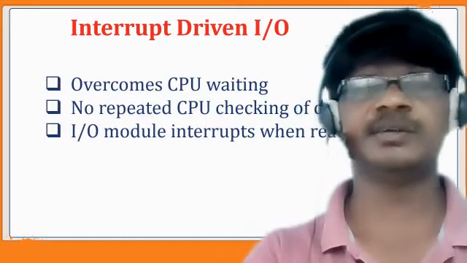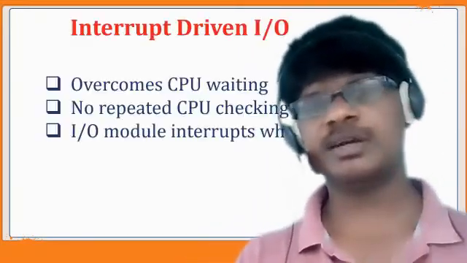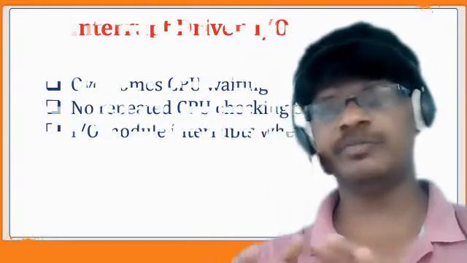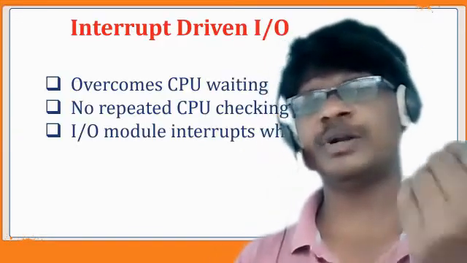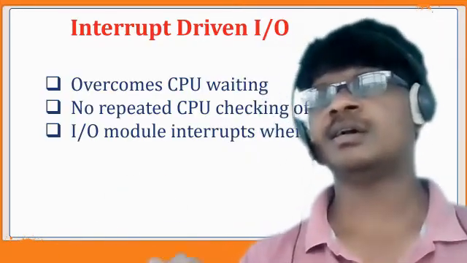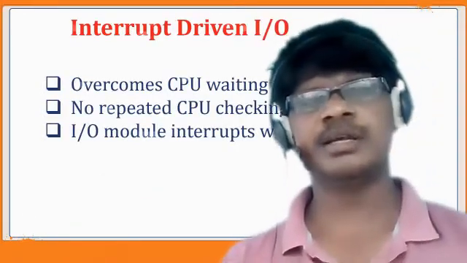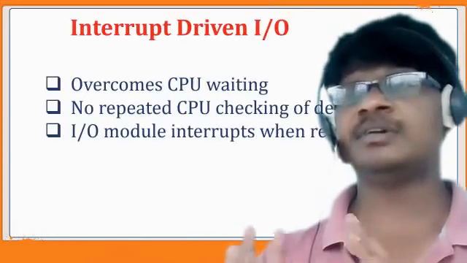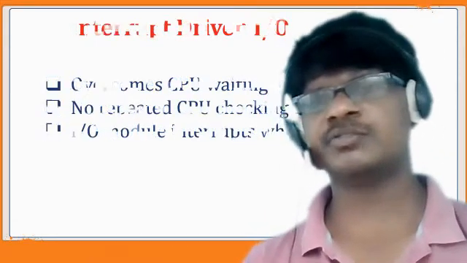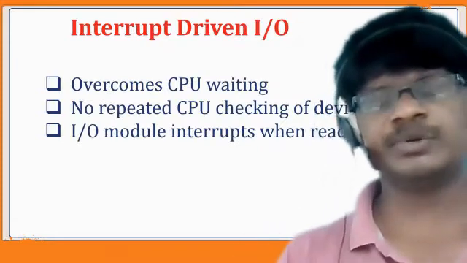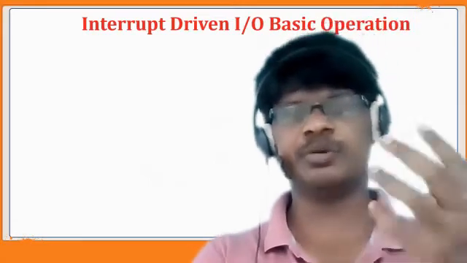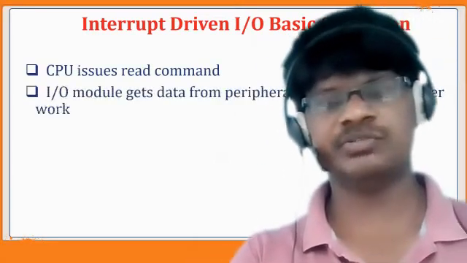So we will move on to the second one, interrupt driven IO, which overcomes the CPU waiting. The CPU will not wait; the interrupt driven IO will issue an interrupt signal even though the CPU is doing some other work. So there is no repeated checking by the CPU. The interrupt driven IO will interrupt the CPU and inform it of the status of the system. The IO will interrupt when it is ready. So what is the operation?